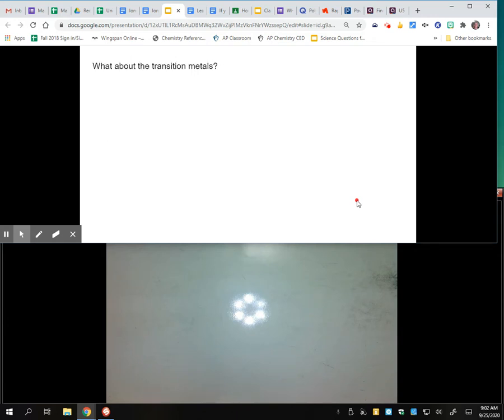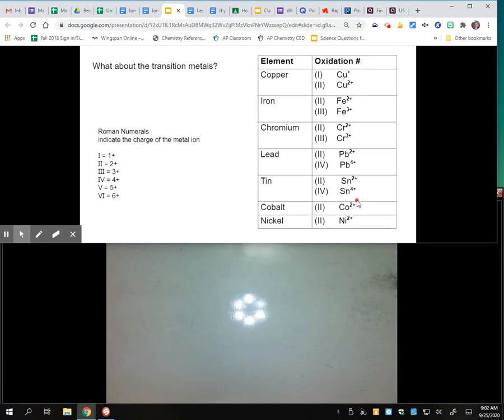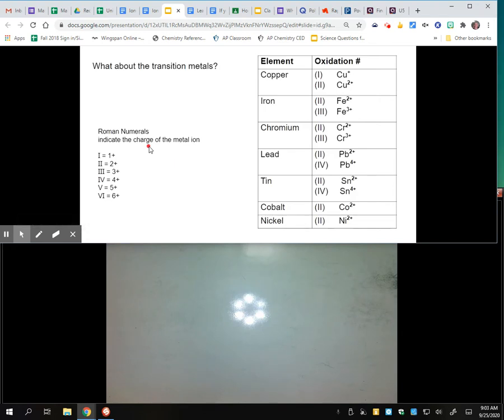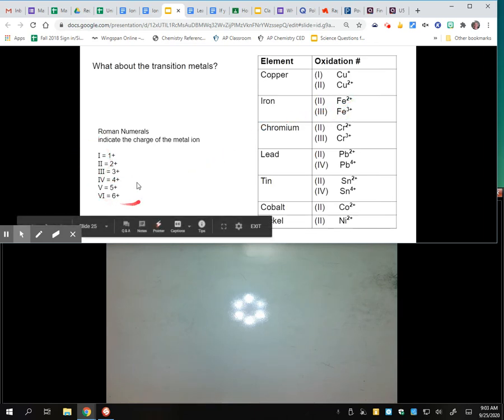Okay, so those transition metals, we use the Roman numerals to indicate the charge of the metal atom. Metals are always positive. They're always going to lose those electrons. So whatever the Roman numeral is tells you what number goes with the positive charge. So copper 1 is 1 positive, but copper 2 is 2 positive. Iron 2 is Fe2 positive, and iron 3 is Fe3 positive. Here are your Roman numerals in case you have forgotten what those symbols mean, or at least as far as we will be using them here in this class.